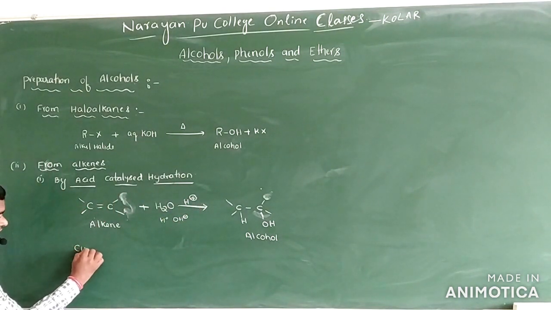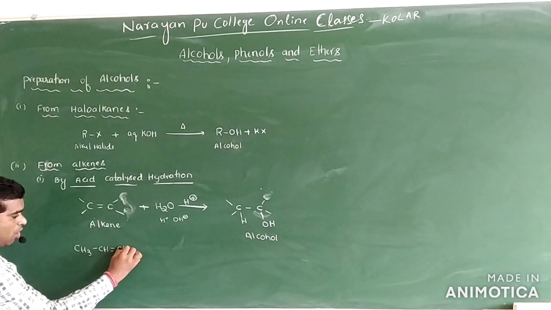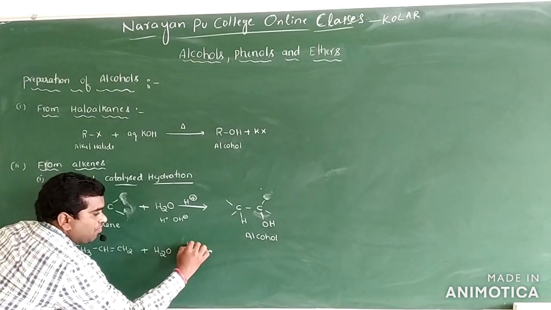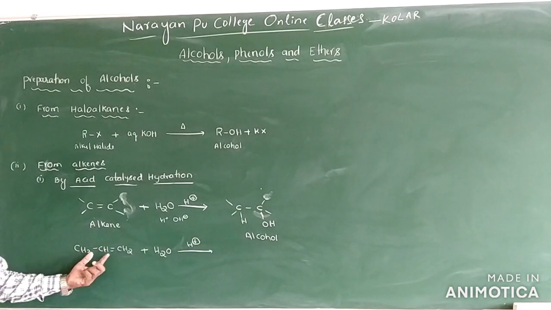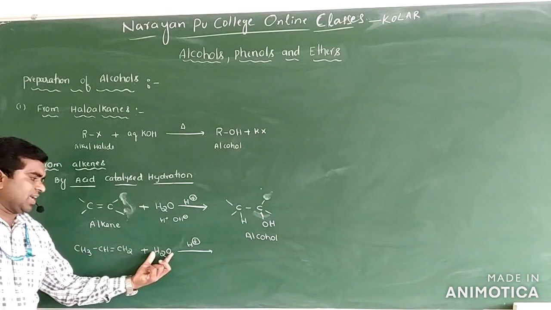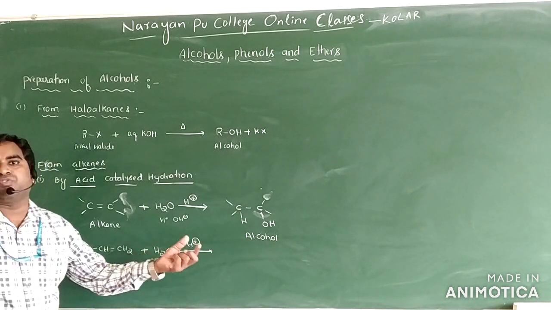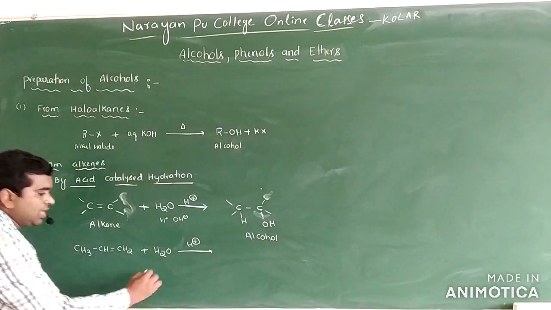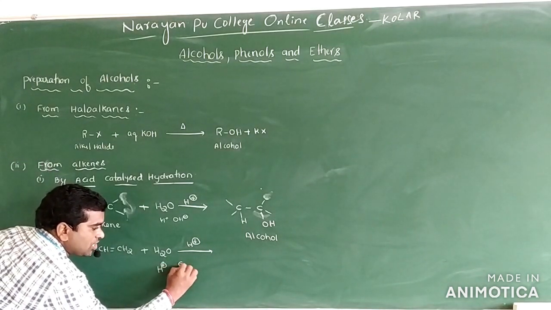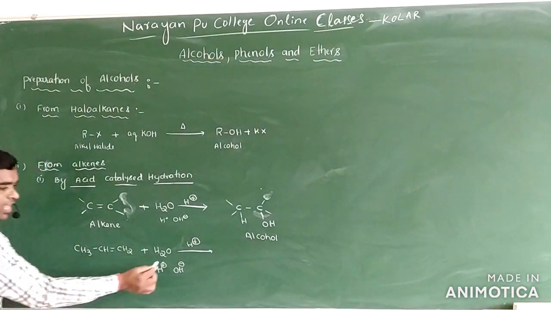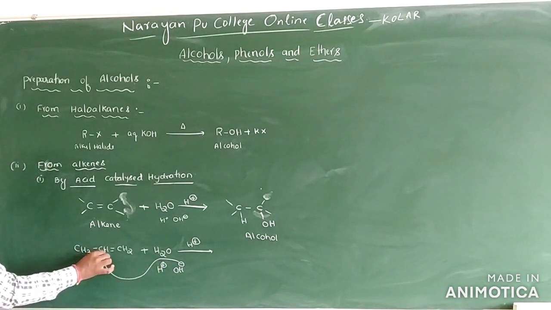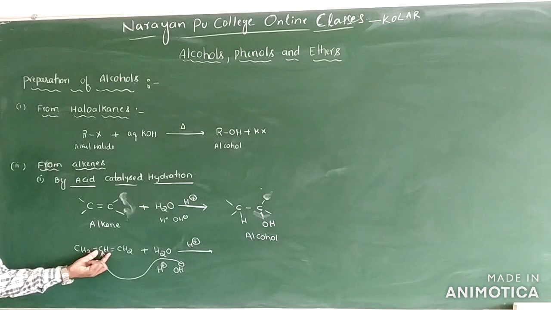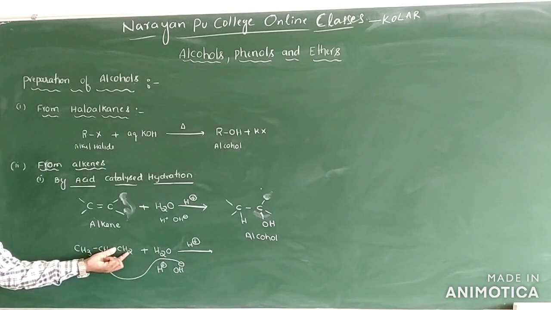And suppose I take an unsymmetrical alkene, CH3-CH=CH2. Now add water in presence of H plus. Since it is unsymmetrical, addition of anything, HBr or H2O, follows the Markovnikov rule, which we have already discussed in haloalkanes. According to the Markovnikov rule, the negatively charged ion, water being H plus and OH minus, the negatively charged ion is attached to the double bonded carbon where the number of hydrogens is less, and hydrogen will be added where the number of hydrogens is more.